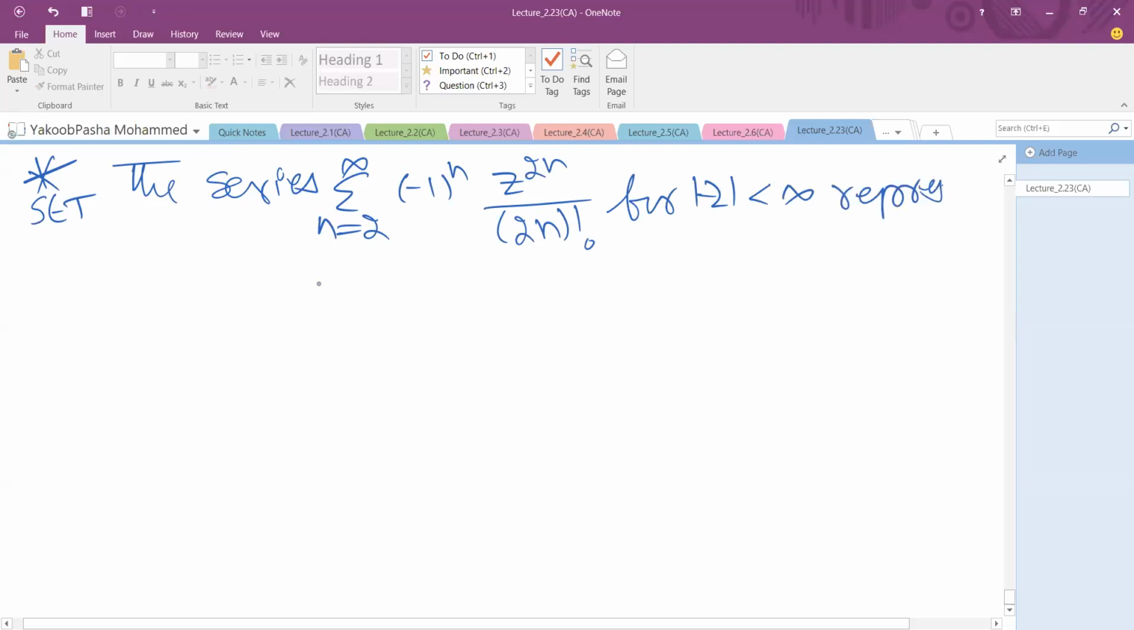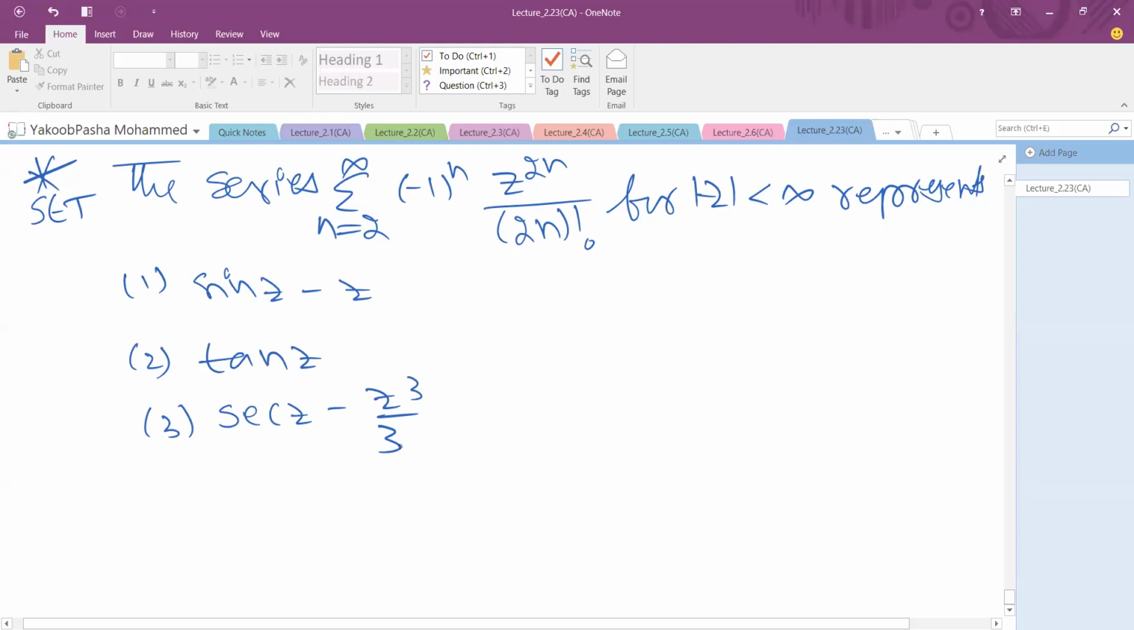We have options here. First option sin z minus z. Second option tan z. Third option sec z minus z cube by 3 factorial. And the fourth option cos z minus 1 plus z square by 2. These are the four options.